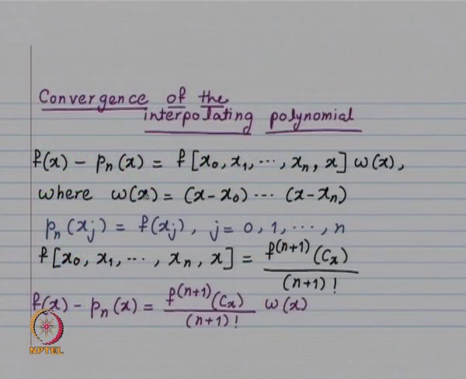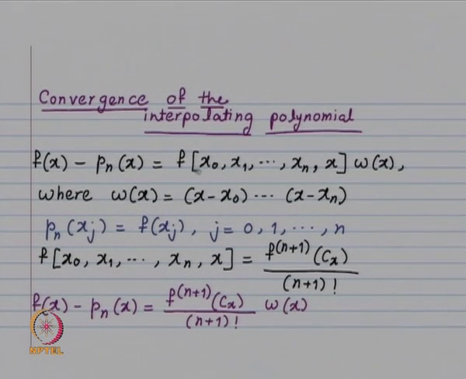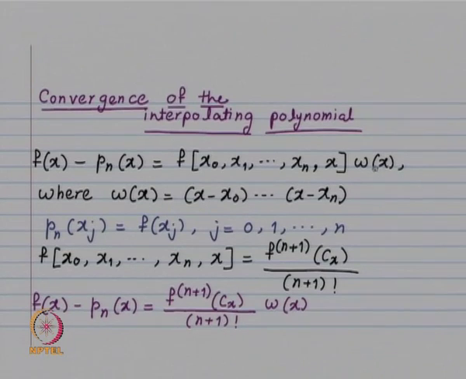So, we have f(x) - p_n(x) to be the divided difference multiplied by w(x), where w(x) is the product of (x - x_j), j going from 0, 1 up to n. p_n is the polynomial which interpolates the given function at n+1 points and which has degree less than or equal to n. If your function f is sufficiently differentiable, in this case suppose it is n+1 times differentiable, then the divided difference will be f^(n+1) evaluated at some point c divided by (n+1) factorial.